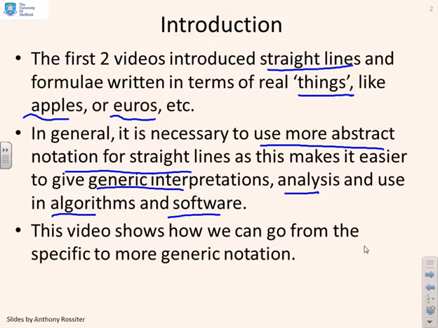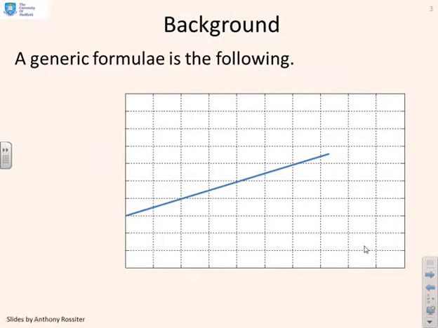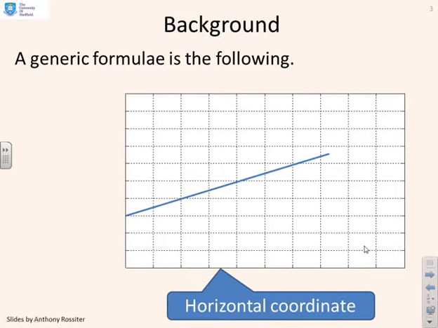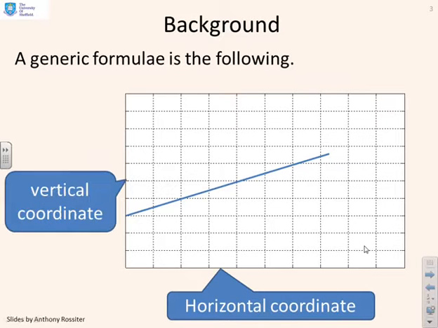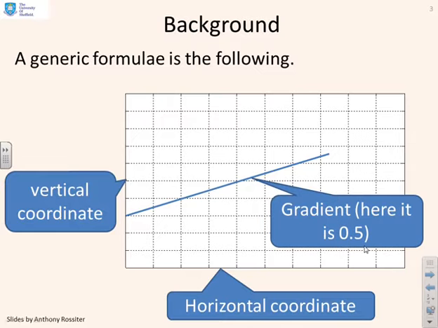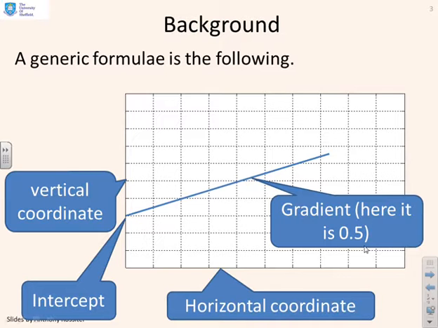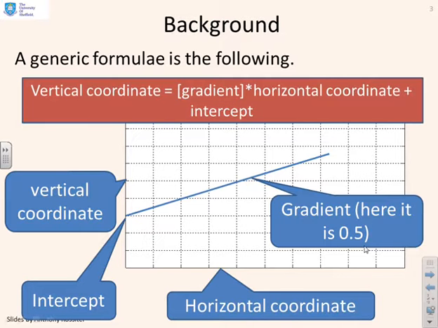So this video is going to show how we can go from the specific, i.e. words like apples, to more generic notation. So here's the background that we derived in the previous video. We said if you have a horizontal coordinate, a vertical coordinate, you can see what the gradient is, and you can see what the intercept is with the vertical axis, then the formula for a straight line is given here, that the vertical coordinate is given by the gradient times the horizontal coordinate plus the intercept.